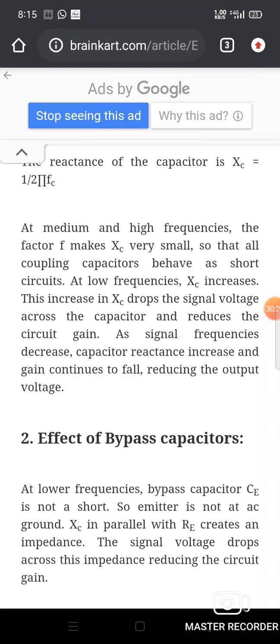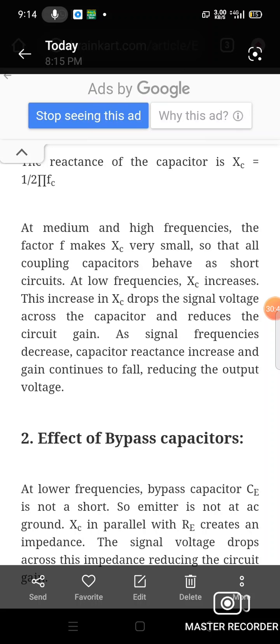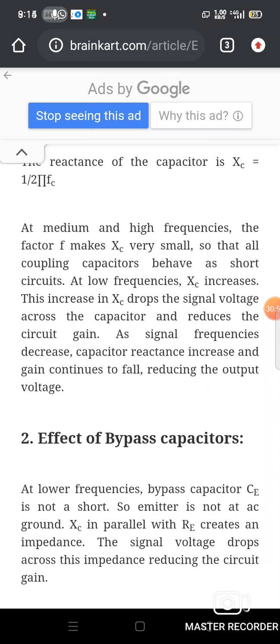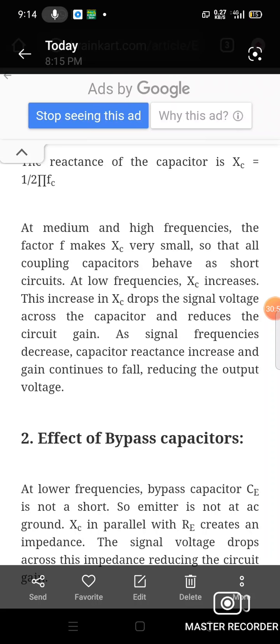So these are the effects of the two capacitors in the amplifier circuits with frequency considerations: low frequency, medium frequency, higher frequencies. At different frequencies the capacitors act differently, either as a short circuit or as an open circuit. Based on that we get the output voltage as well as the gain of the amplifier circuit. So this is today's class concept.